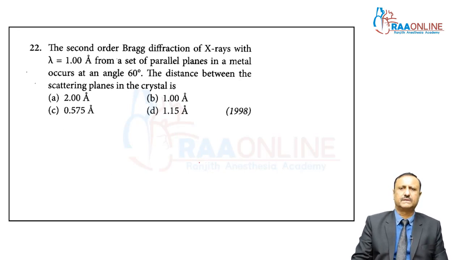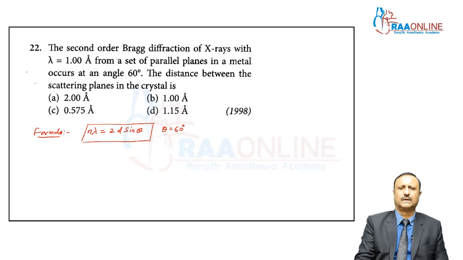The second order Bragg diffraction of X-ray with lambda 1 angstrom from a set of parallel planes in a metal occurs at an angle of 60 degree. The distance between the scattering planes in the crystal is. Here, my dear friends, first of all learn the formula: n lambda equals 2d sin theta. Here theta is equal to 60 degree, lambda is equal to 1 angstrom, and here you can see the n.